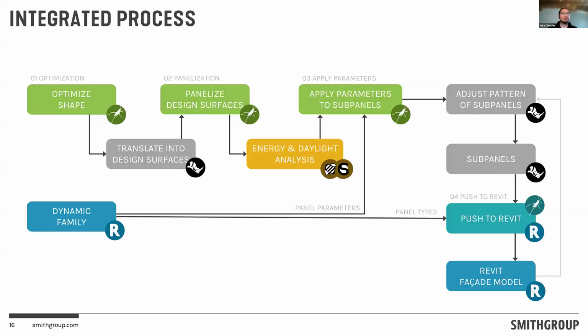Because we like method diagrams, we created a diagram for this, and it played out something like this, where we optimize that floor plate shape. We translate that into design surfaces, panelize those design surfaces into smaller modules. We run the energy and daylight once we have those panels. Then that energy and daylight analysis actually informs the shaping and the shading for those panels. Then we link that to Rhino to Revit, and those get pushed into our architectural facade model here.